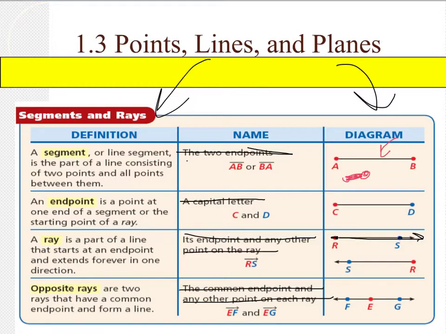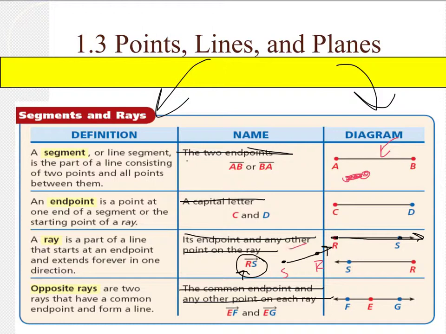So this ray, if you look at that ray, it has the endpoint of R, but it contains S. Also, notice that it can go either way, but as far as how you label it, R comes first, and because R comes first, that means your endpoint has to start with R. We could not write this. Ray RS is not labeled like this. This is not ray RS.